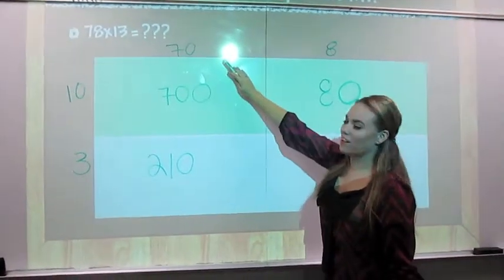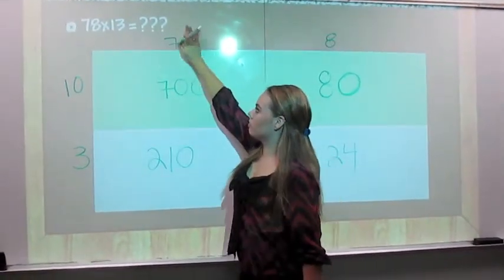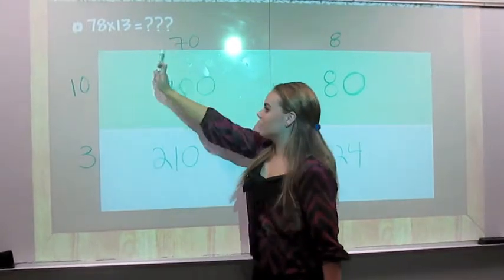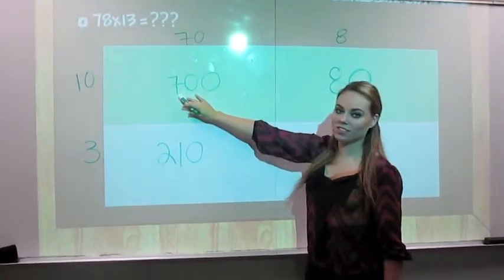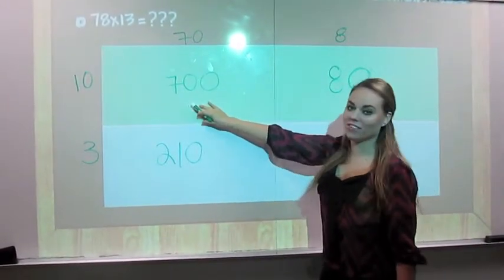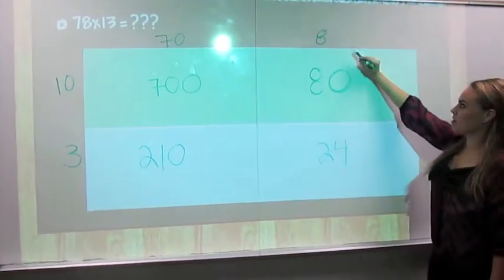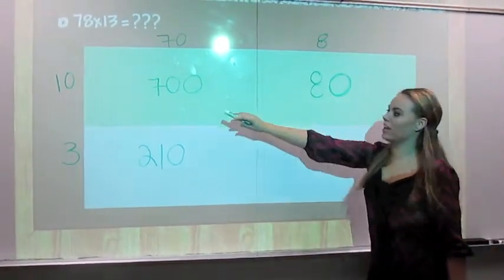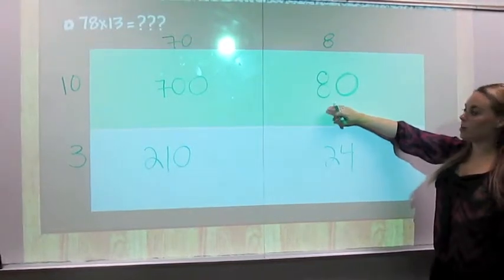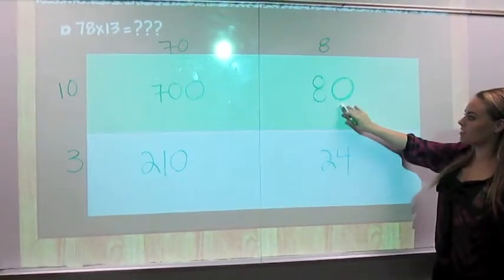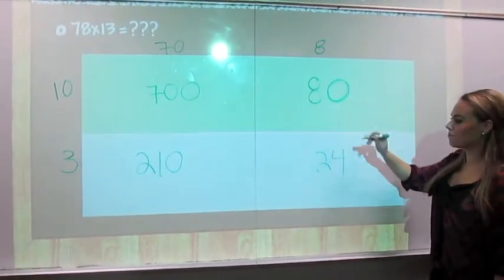First, you must have done 70 times 10, or cover up those zeros, 7 times 1, which gave you 7. Add those zeros back, 700. Then you must have come and done 8 times 10, or 8 times 1, got the 8, and add the 0 back, which gave you 80.